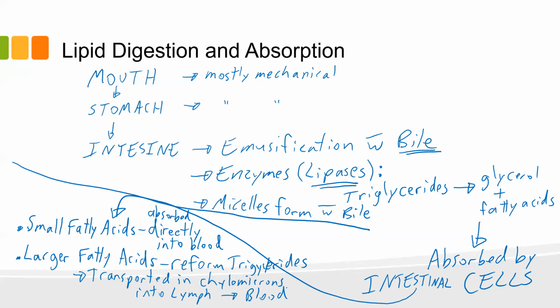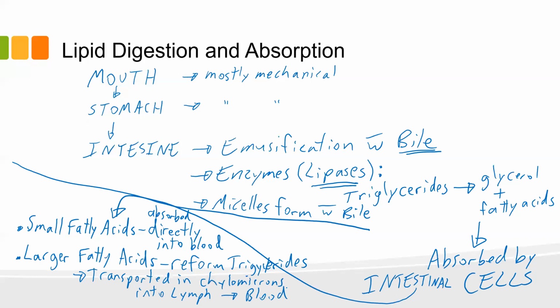But you can see really it's mouth to stomach to intestinal cells, to the blood. Along the way, they get emulsified with bile. They get broken down into their components, the glycerol and the fatty acids. If the fatty acids are small, they can go directly into the blood. If they're larger, they get reassembled in the cells and put into something called a chylomicron. Okay, so we'll talk about these chylomicrons in a moment.